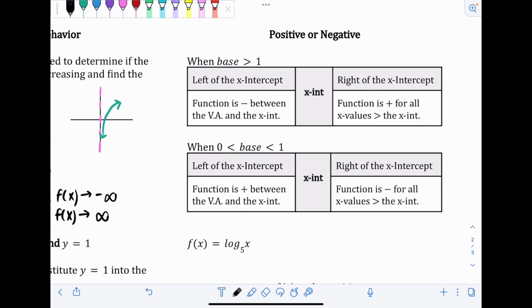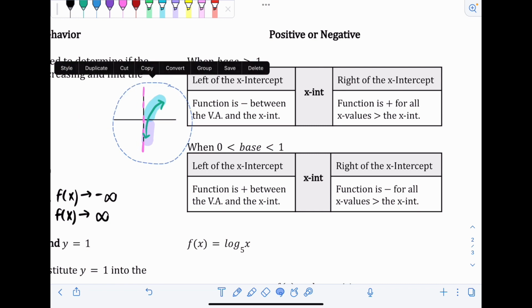Next is, where is the graph positive or negative? And just a quick reminder, that was like saying if it's positive, that's when it's above the x-axis. If it's negative, that's when it's below the x-axis. So I would recommend saving these tables and referencing back to them. I'm going to use this little sketch as an example.